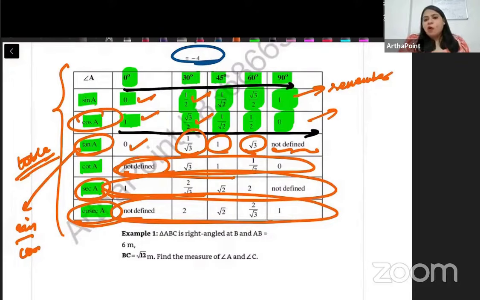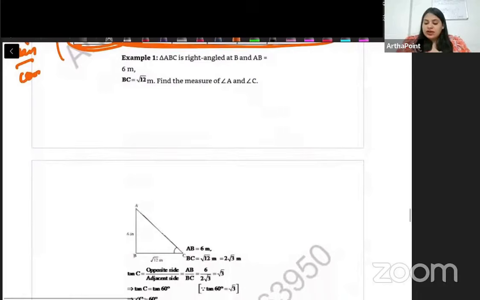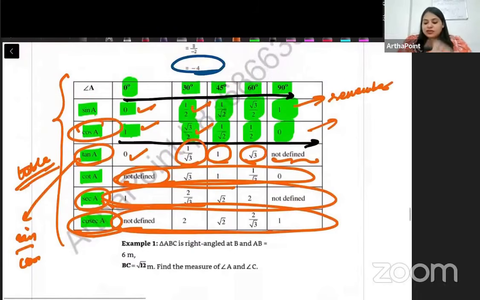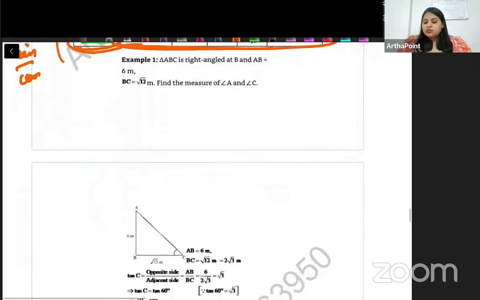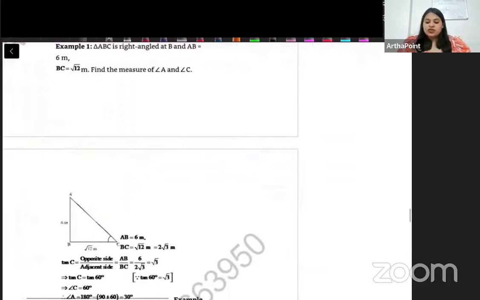So beta, you can find all values if you are well aware of these values. This is what I have gone ahead and tried to do here. Now let us take a snippet of this table, keep this table with you. Now let us take the next question.